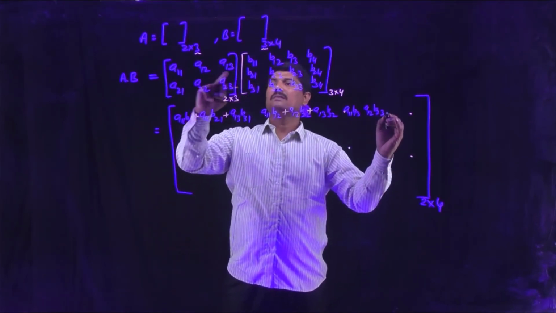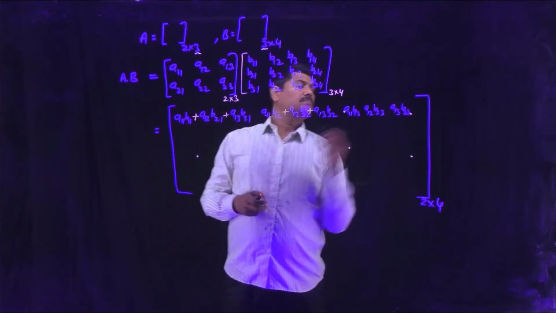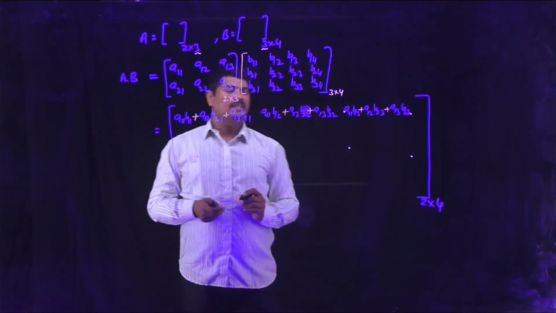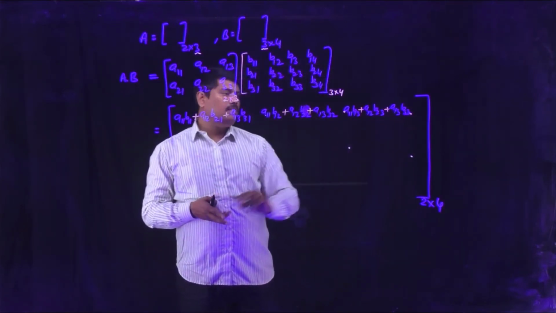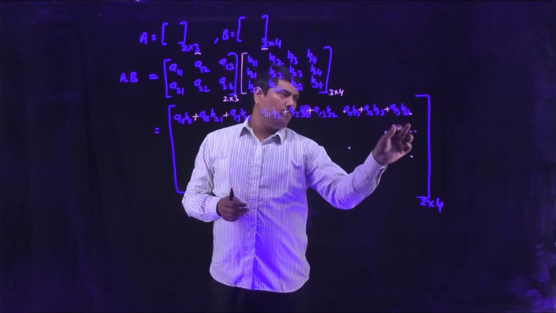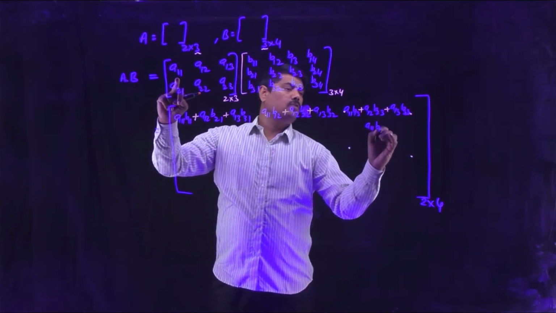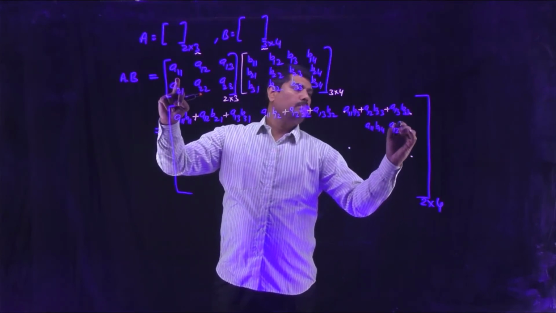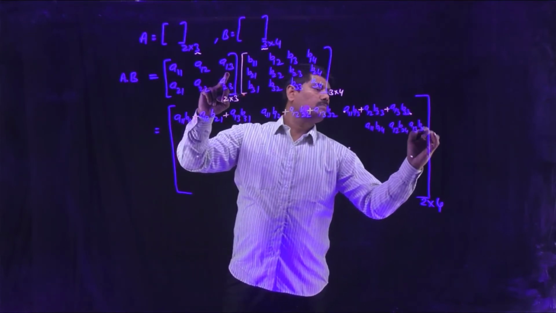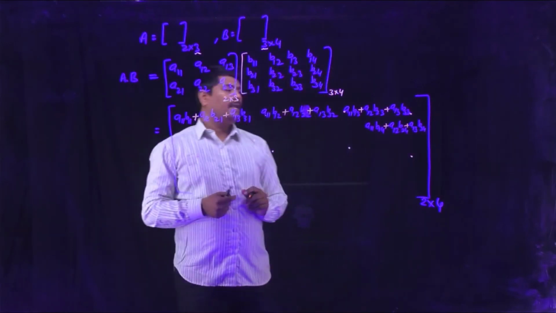plus A13 B33. Sum of the products of the elements of the first row multiplied with the third column. So let me write the fourth column here. I already closed the matrix, that's why I am considering the fourth element here. What is it? A11 B14, A12 B24, A13 B34. This is the product of the elements of the first row multiplied with the fourth column.